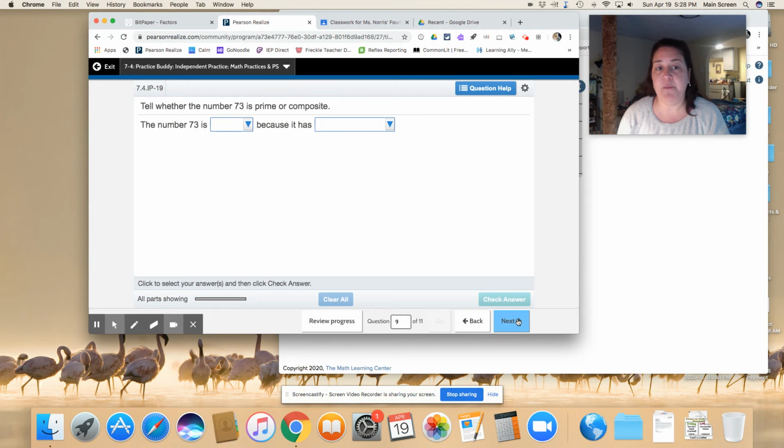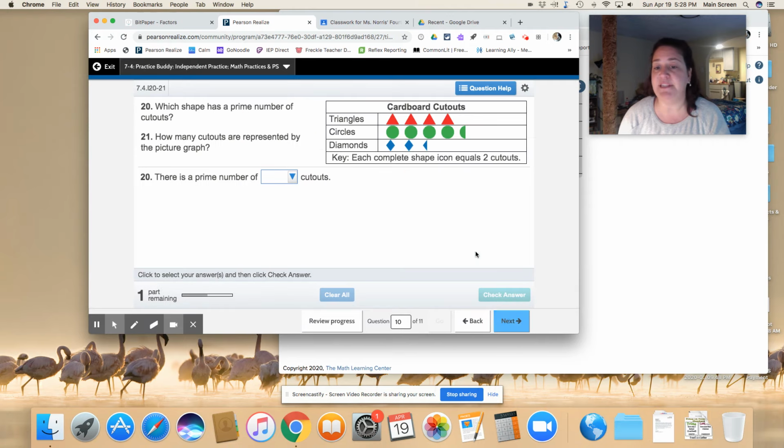So it has a bunch of these. You're just going through numbers, and you should have that chart in front of you because it's going to be super easy. Which shape has a prime number of cutouts? Okay, down here, always read the key when you have a graph. Each complete shape icon equals 2 cutouts. So here's the triangles. Each whole shape represents 2. So this would be 2, 4, 6, 8.